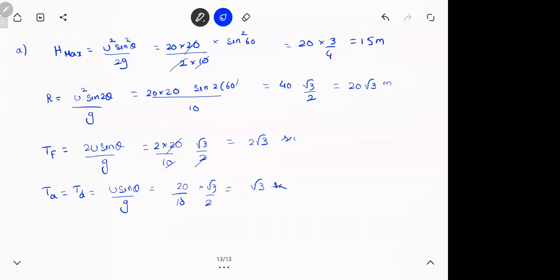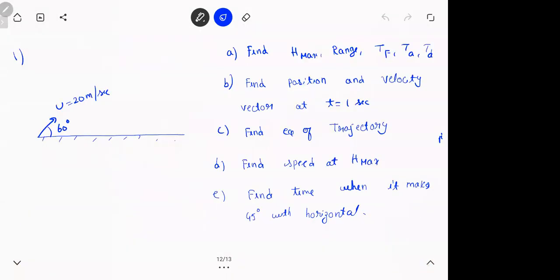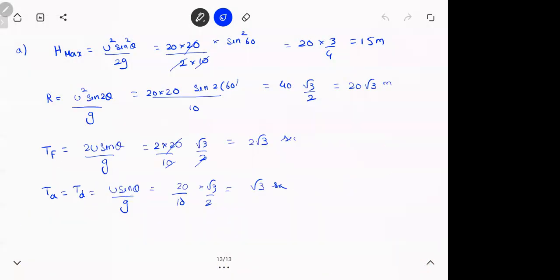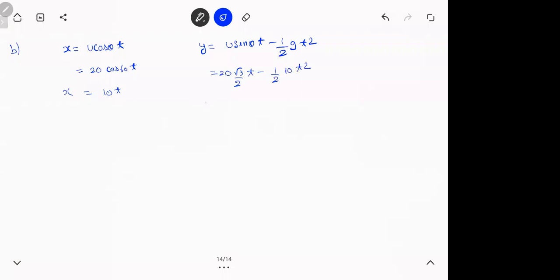Second one. What did he ask you? Find the position and velocity at 1 second. Look at the second one. What is x? U cos theta into time. So u is 20, cos 60 is half, so 10t. What is y? U sine theta t minus half g t squared. U is 20, sine 60 is root 3 by 2, time is t, half g is 5. That would be 10 root 3 t minus 5t squared.